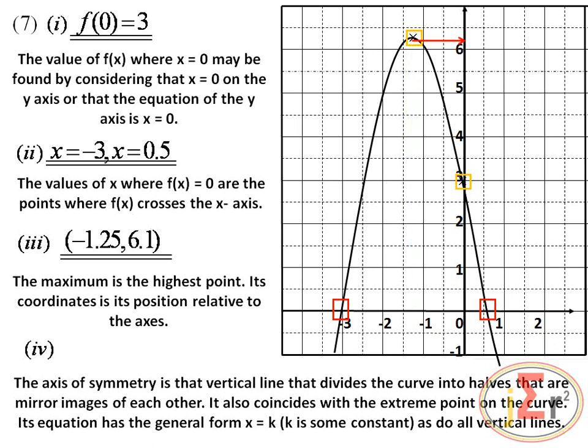Its equation has the general form x is equal to k, where k is some constant, and so also for every line that is vertical. Every vertical line has equation x is equal to some constant. In this particular case, the value of x is right here, so negative 1.25. So x is equal to negative 1.25, and that is the equation of the axis of symmetry.